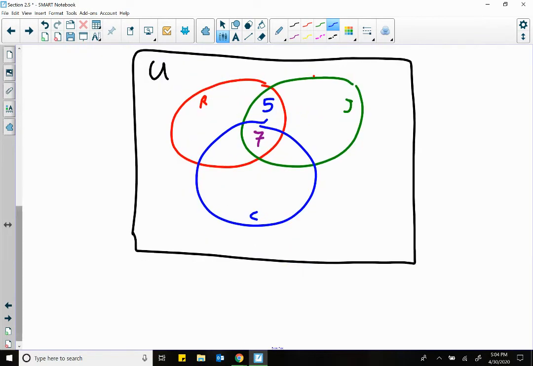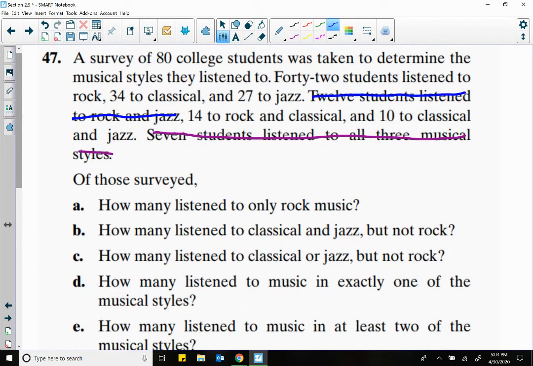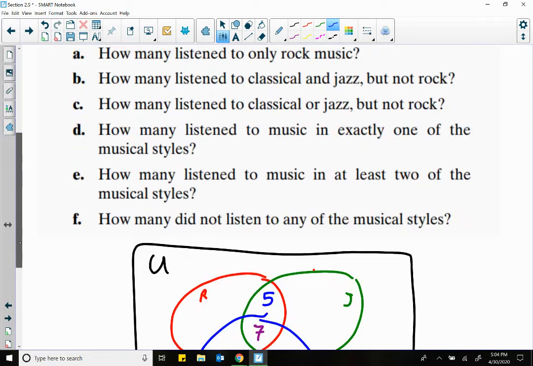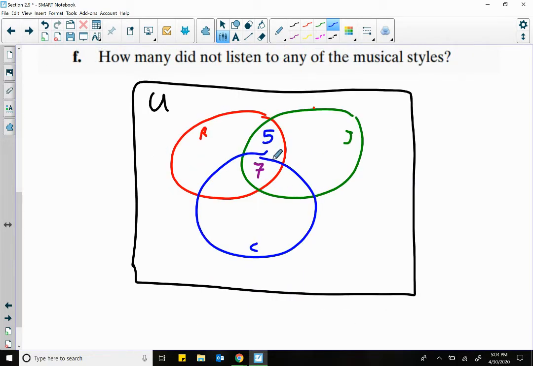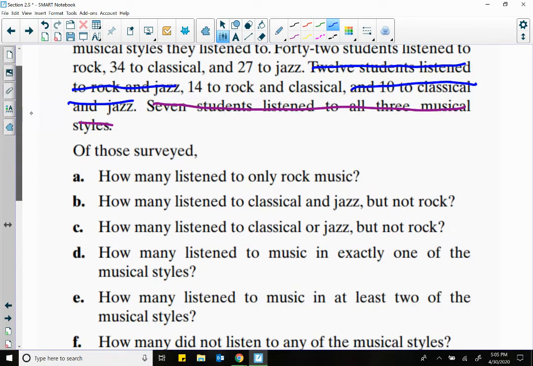All right, so now we're going to do the next one right here. This is jazz and classical. They said that was 10 students, so I'm going to cross that out. In here, in the green and the blue, should total up to 10 students. We've already taken care of 7, so 10 minus 7 is 3. So 3 goes in my circle right here between green and blue. And then my red and green, remember that was 12. So everything still follows.